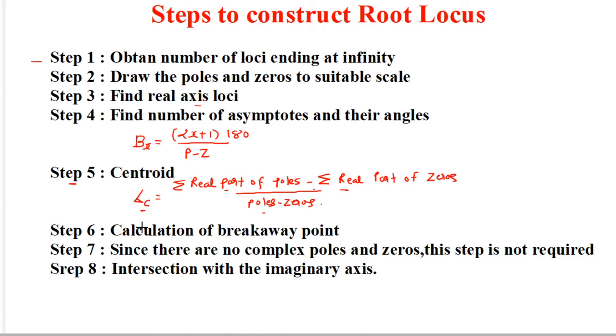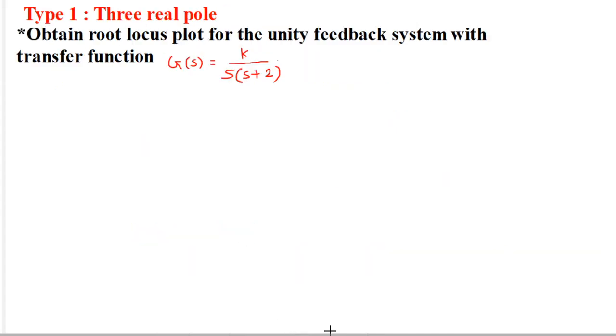Step number 6, calculation of the breakaway point. Then step 7 is not required here; it is required only if there are complex poles and zeros. Step number 8, intersection with the imaginary axis. These are all the steps required to construct a root locus. Now we will take one example to construct a root locus.